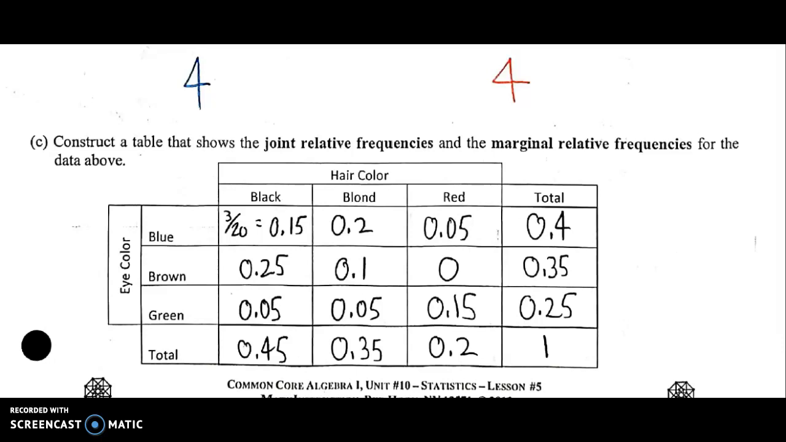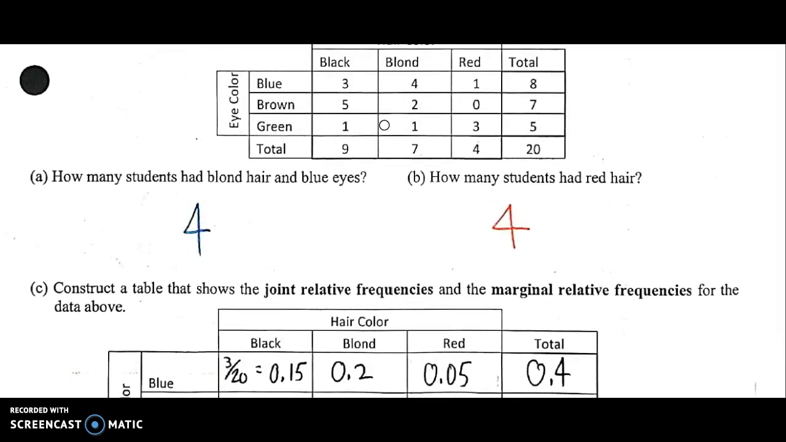So green, I believe, was 0.05, which was 1 person out of 20. 1 divided by 20 would give me that total, same thing. 4 divided by 20 would give me 0.2 for the middle column on the top. 1 divided by 20, we get another 0.05.